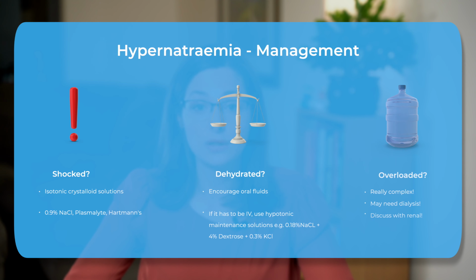For patients who are shocked, a systolic blood pressure of less than 90 or a rising lactate greater than 2, resuscitate with isotonic crystalloid solutions such as 0.9% saline, Plasmolyte, or Hartmann's to restore normal circulating volume.